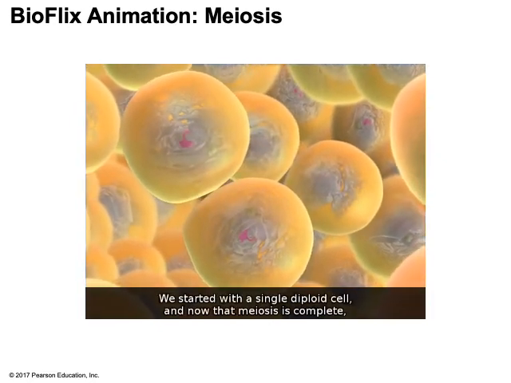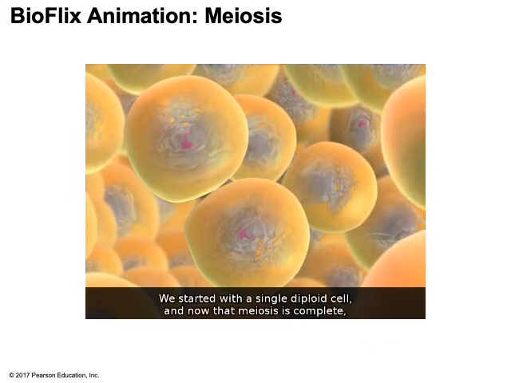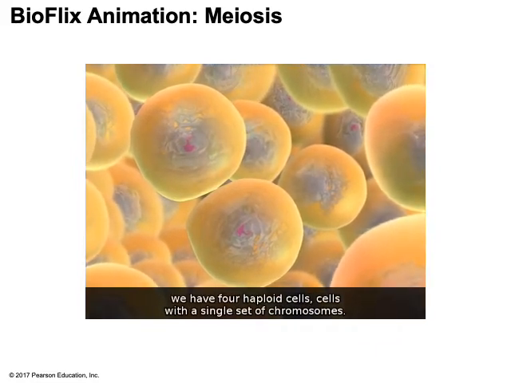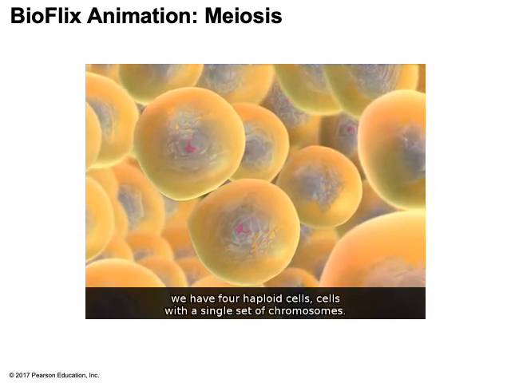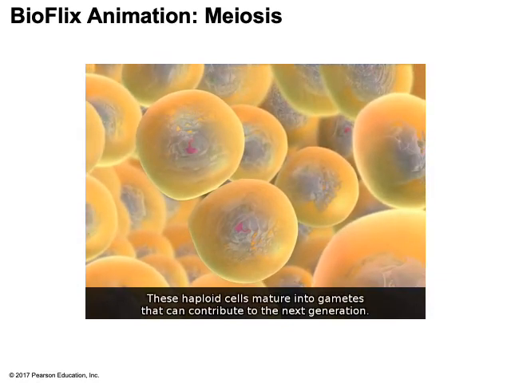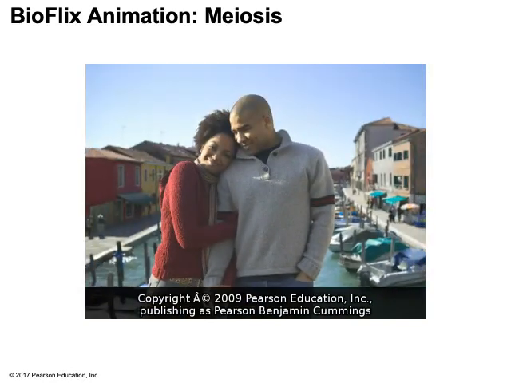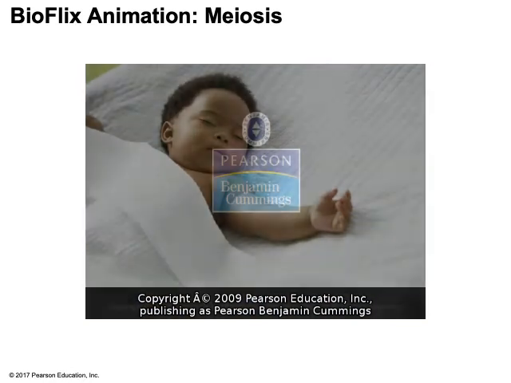We started with a single diploid cell, and now that meiosis is complete, we have 4 haploid cells, cells with a single set of chromosomes. These haploid cells mature into gametes that can contribute to the next generation.